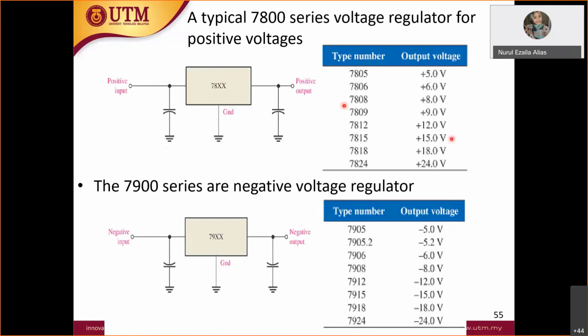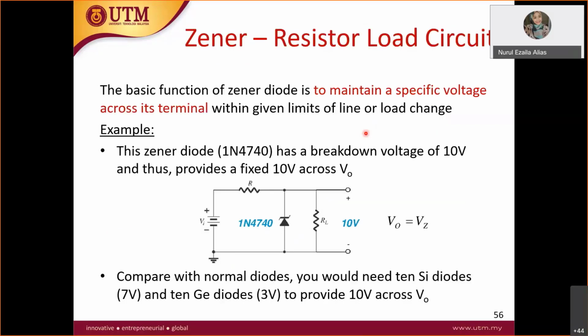For example, just now the voltage is 10 volt. But if, let's say, the voltage of the Zener diode is 12 volt, then the type number of the voltage regulator is 7812. Okay, so next is the Zener diode as a resistor load circuit.